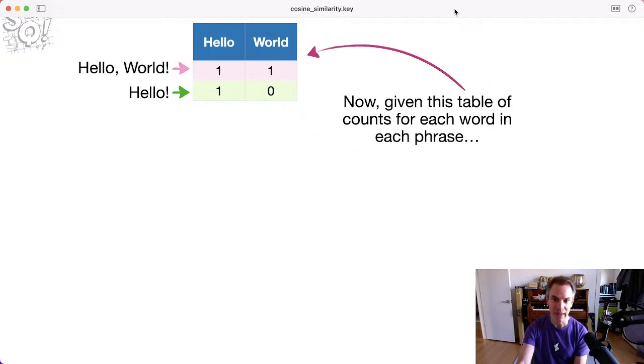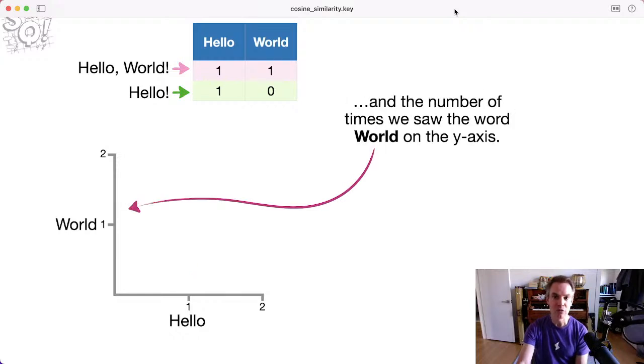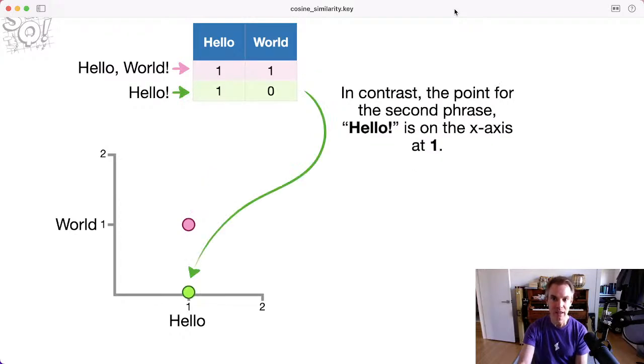Now, given this table of counts for each word in each phrase, we can create a two-dimensional graph that has the number of times we saw the word hello on the x-axis and the number of times we saw the word world on the y-axis. Now, since the first phrase, hello world, had one occurrence of each word, we can plot a point for it in the center of the graph. In contrast, the point for the second phrase, hello, is on the x-axis at 1. And that's because we don't have the word world in it at all.